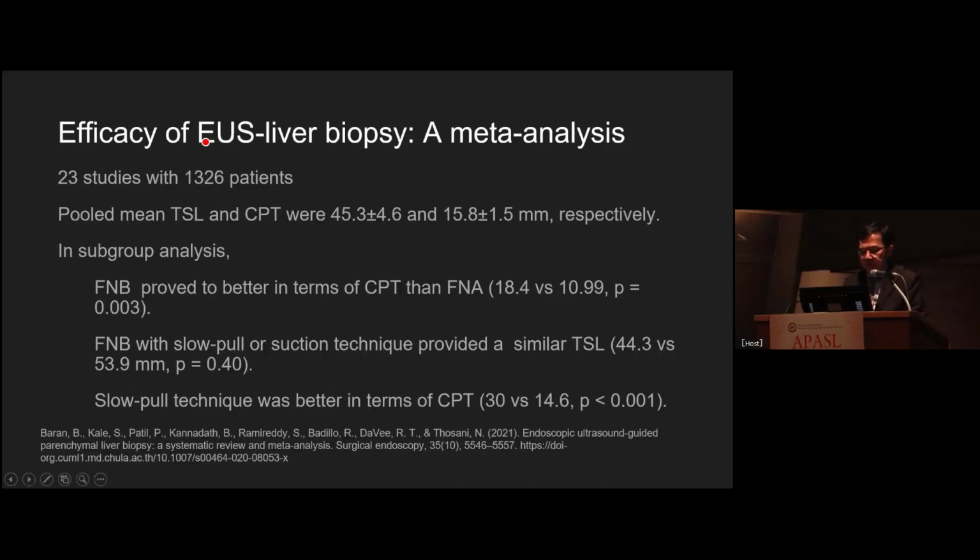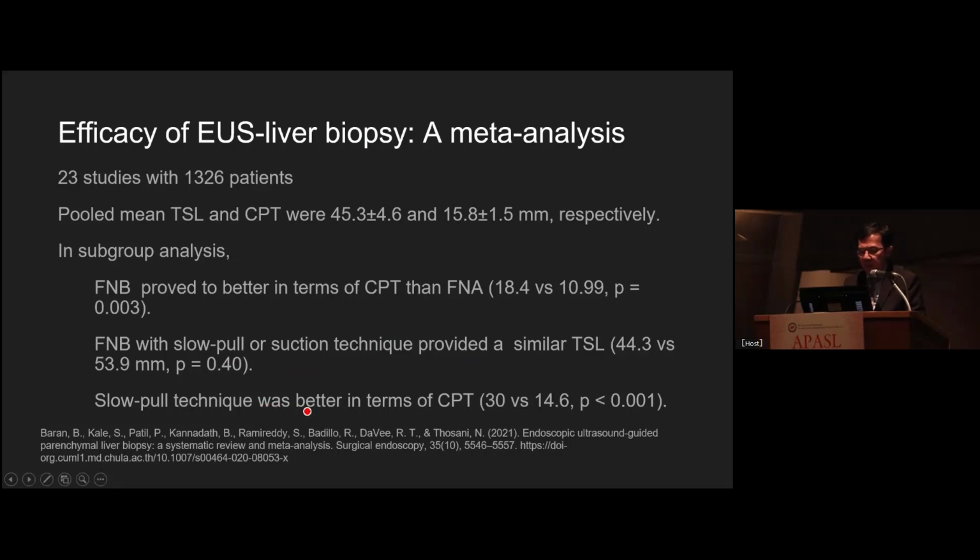And there is another meta-analysis in 2021, which focused only on EUS liver biopsy and recruited 23 studies with 1,326 patients. The pooled total specimen length and complete portal tract were 45 and 15.8 millimeters respectively. And in subgroup analysis, FNB proved to be better in terms of complete portal tract than FNA. And also FNB with slow pull or suction technique provided similar total specimen length in terms of FNB together.